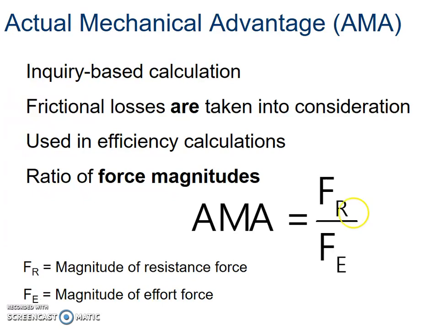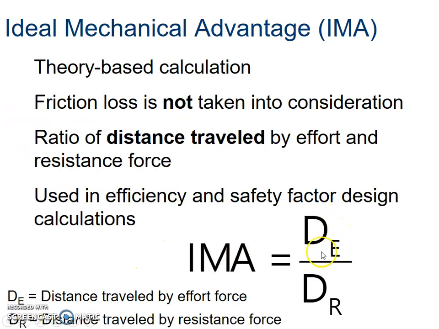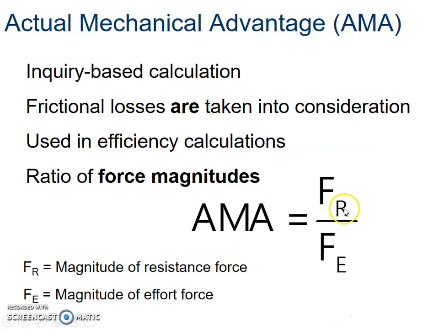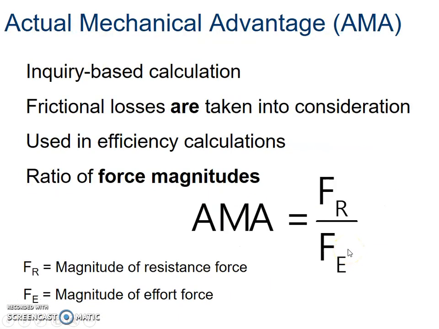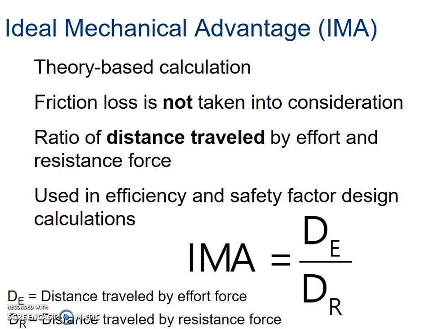Notice, though, IMA has the distance effort over resistance. AMA is resistance over effort. They're backwards of each other. So make sure you put your correct units in the right places. You will be able to use the equation on equation charts, but make sure you keep track of which one's your effort, that's what you are putting in, and resistance. What is the object trying to resist you doing?